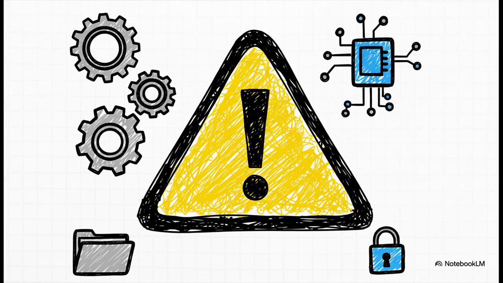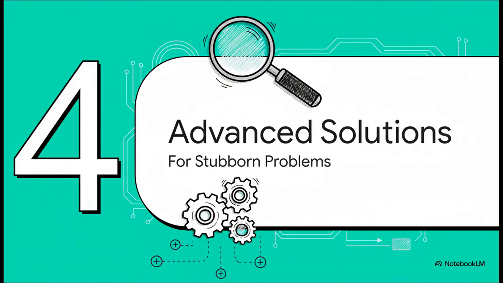Okay, just a quick but really important warning here. We're now officially moving into the advanced section. These next few fixes involve messing with core system services and the Windows registry. Now, they're very effective, but making a mistake here could cause other problems. So please, follow these next steps exactly. It's always a good idea to have your important data backed up before you go any further. So let's dive into these advanced solutions.